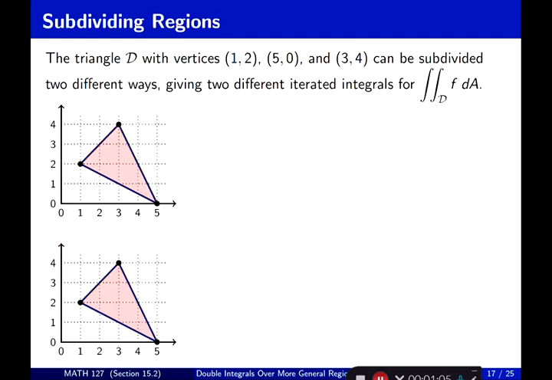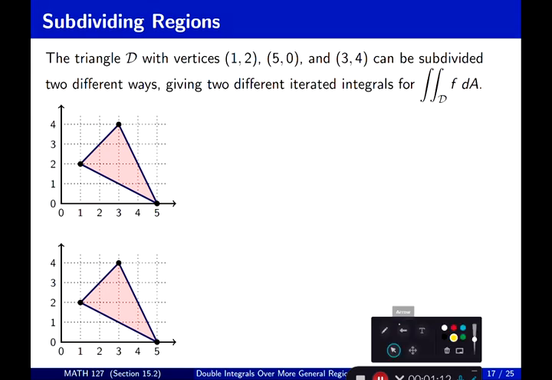Now, example. Let's look at this region. The triangle D with vertices (1, 2), (5, 0), and (3, 4) can be divided in two different ways, giving two different iterated integrals for the double integral of f over region D.